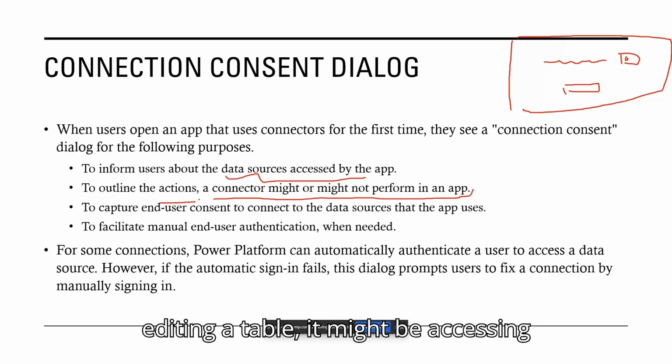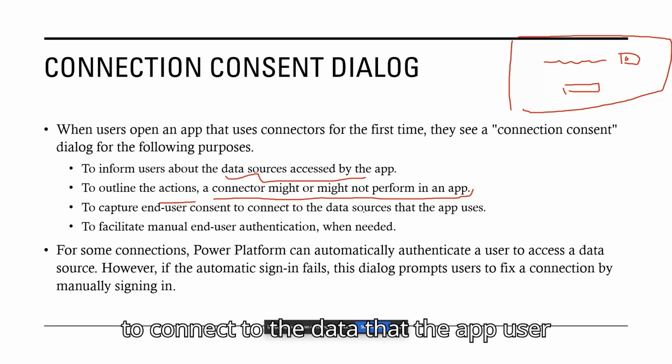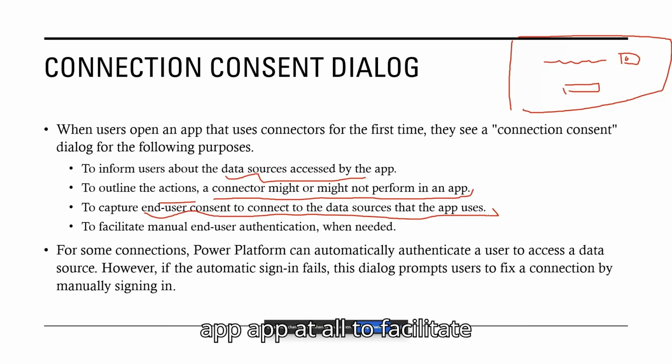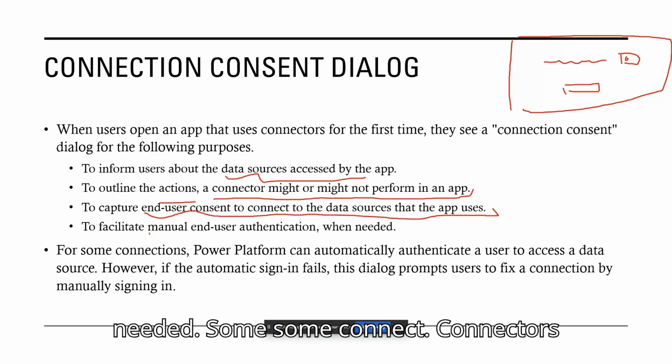Like it might just be editing a table, it might be accessing multiple tables. So all that information will be here. To capture end user consent to connect to the data that the app uses. Then a user might not consent to it. In that case, they will not use the app at all. To facilitate manual end user authentication when needed.